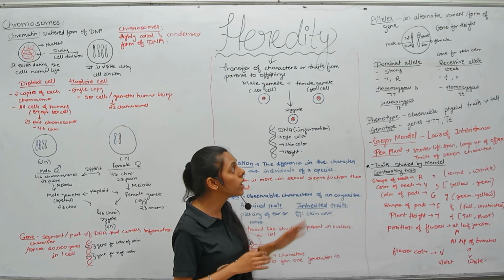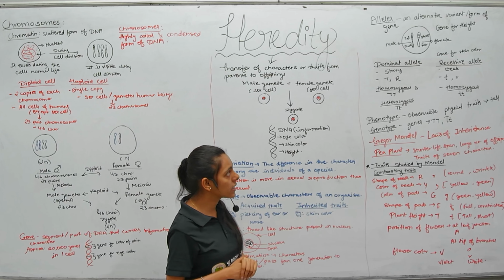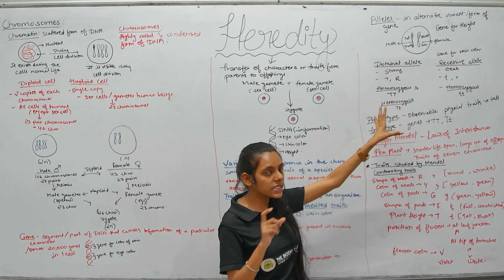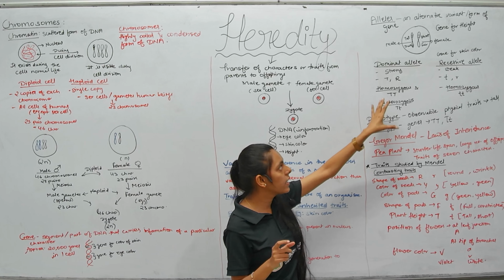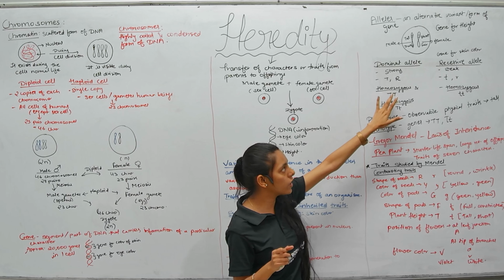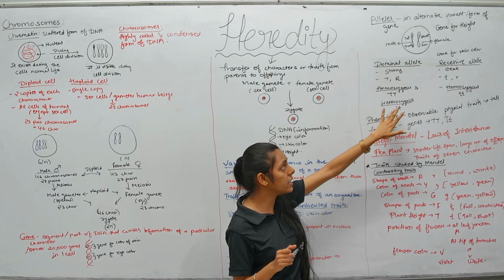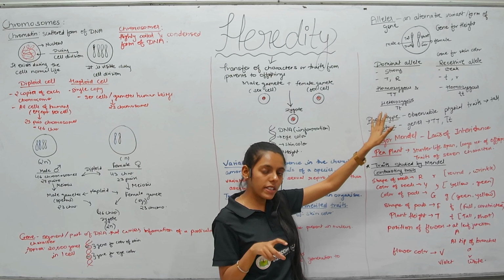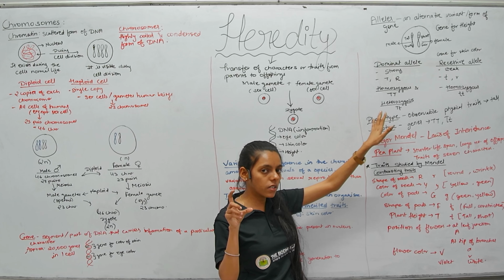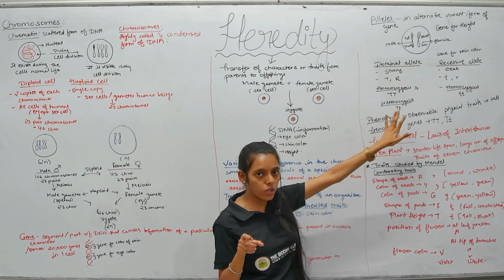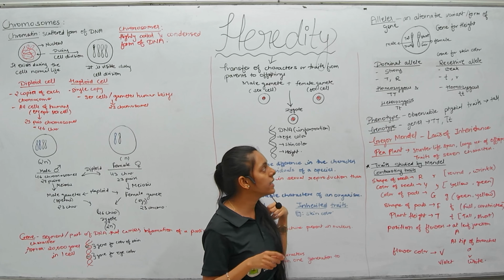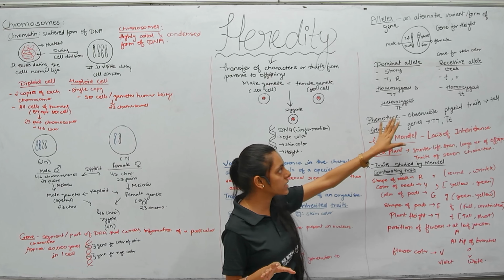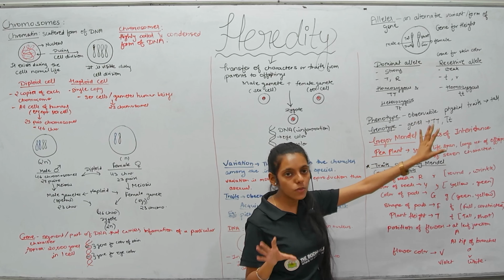Then we come to heterozygous and homozygous. Okay, so in homozygous, meaning the same allele will be there, like here capital T capital T for tall. Okay, and here in heterozygous it will be capital T and small t, meaning tall character and short character. So in dominant alleles, both the homozygous and heterozygous characters are expressed. In recessive alleles, only the homozygous is expressed.